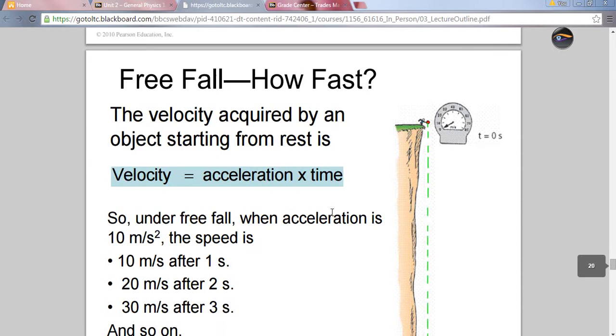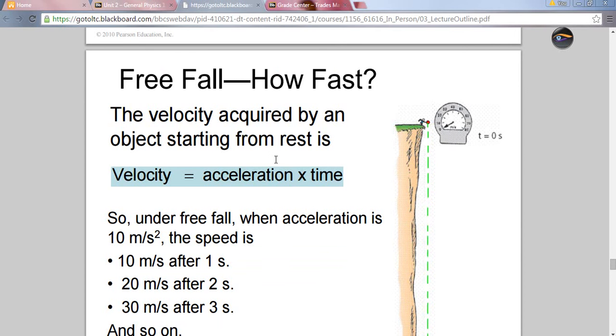So when we look at a freely falling object, we want to know how fast it's going. And we have a practice page that can help us with this. This is practice page number 8. It's in the green packet of practice pages that I gave you on the first day of school, and we're going to be looking at that in just a bit.